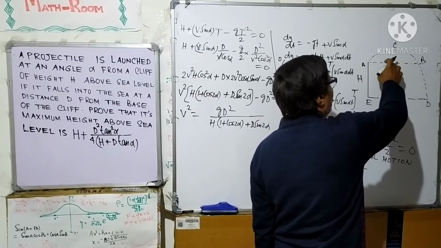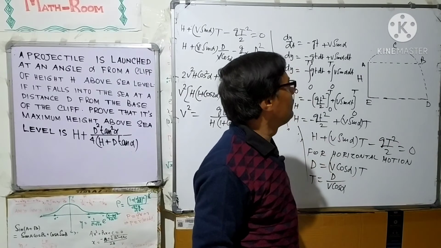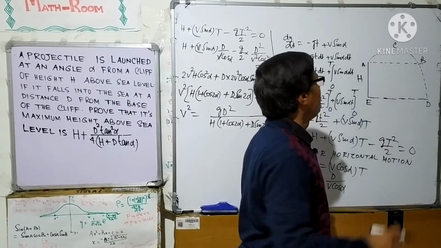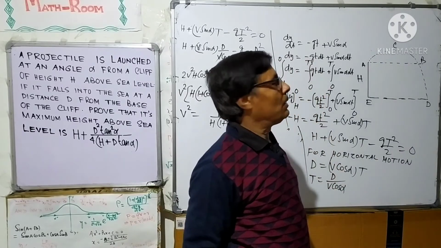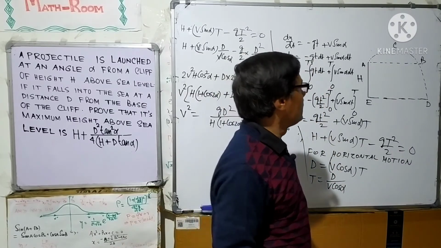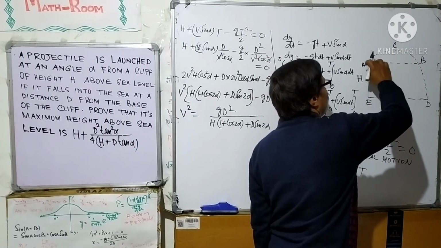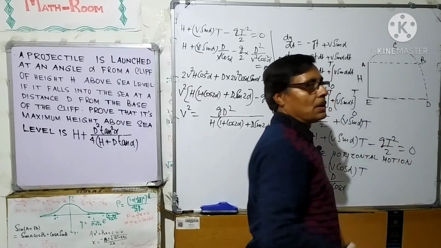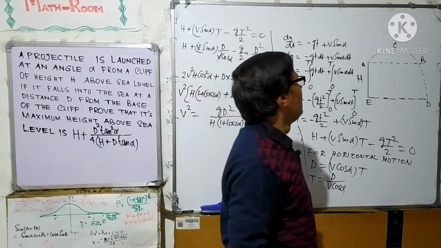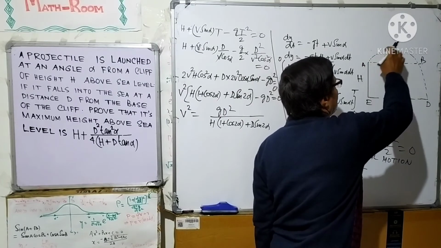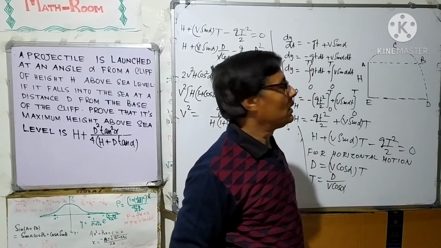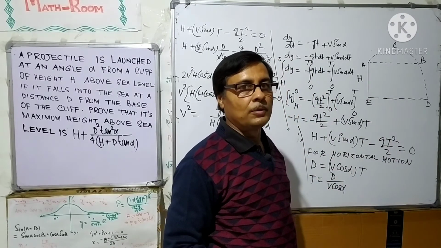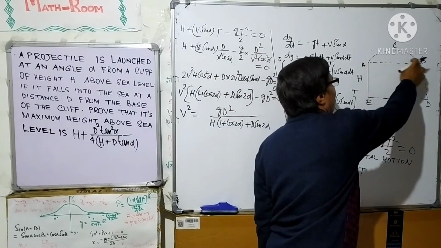If we can calculate the maximum height of the projectile from the line AB along the path ACB, that is the upper portion of the projectile motion. ACDB is the whole path of the projectile motion. In the upper portion, that is the ACB path, we have to calculate the maximum height of the projectile from the line AB.